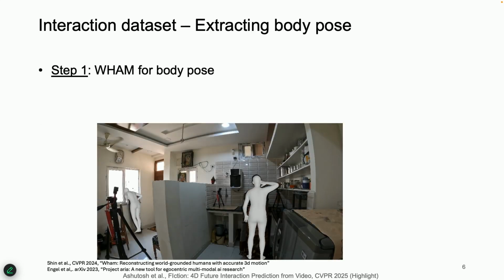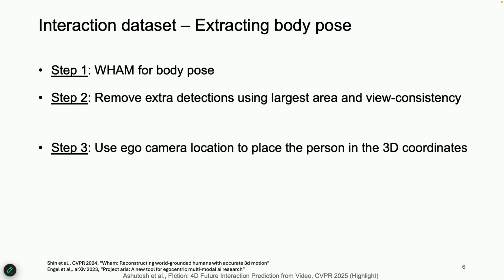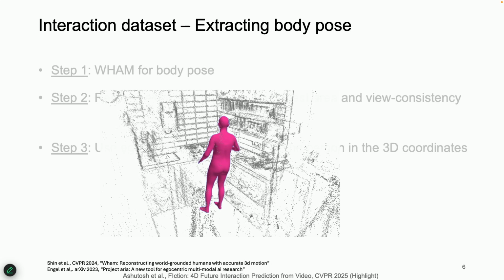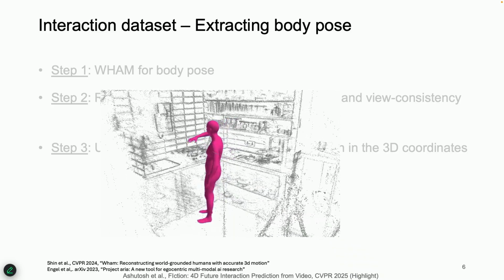Next, extracting body pose, we use WHAM, which was presented last year at CVPR. We remove extra detections using largest area and view consistency across multiple views. The final step is to use the ego camera location to place the person in the 3D coordinates. The ego camera is the ARIA camera. And this is how the person looks doing the same activity.